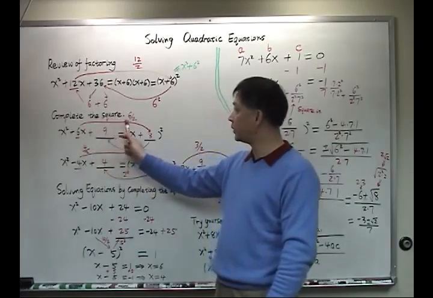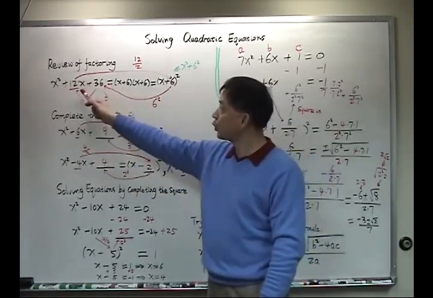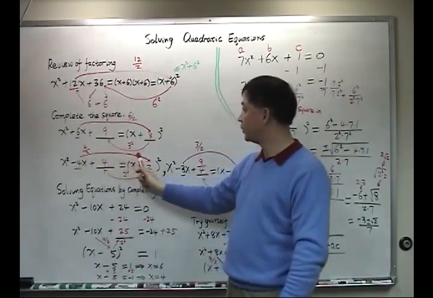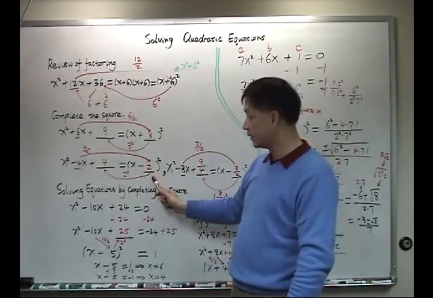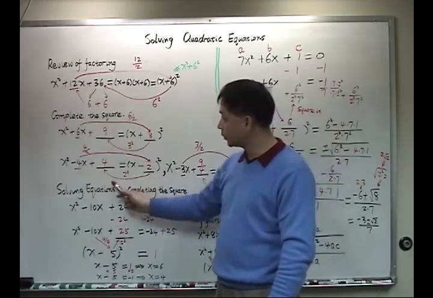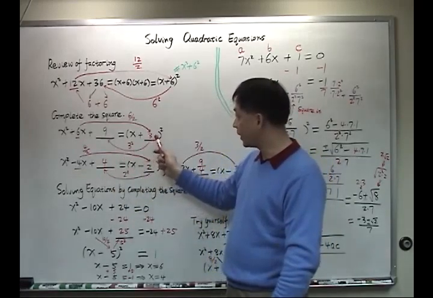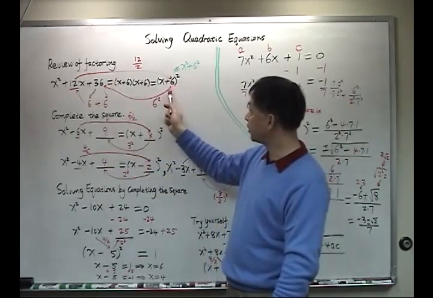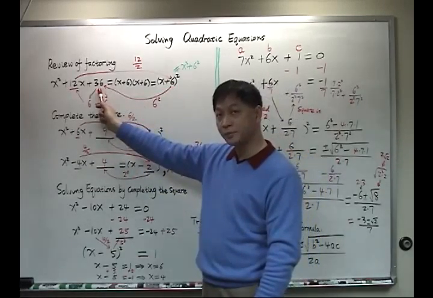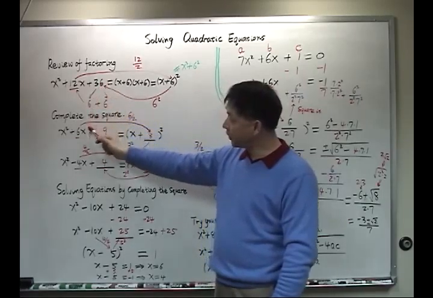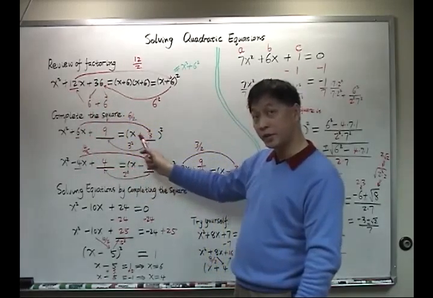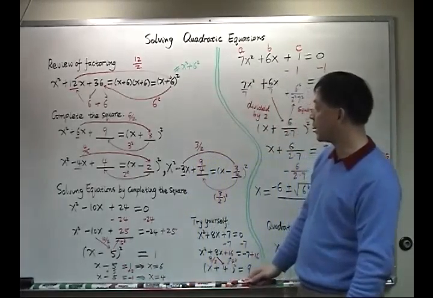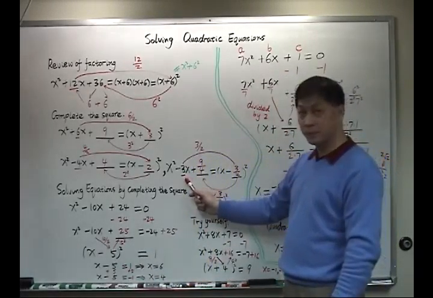6 divided by 2, 3. 12 divided by 2, 6. 4 divided by 2, 2. Square this 2, we have a 4. Square this 3, we have a 9. Square this 6, we have a 36. Those three examples are about integers. Sometimes fractional numbers are involved, like this one.